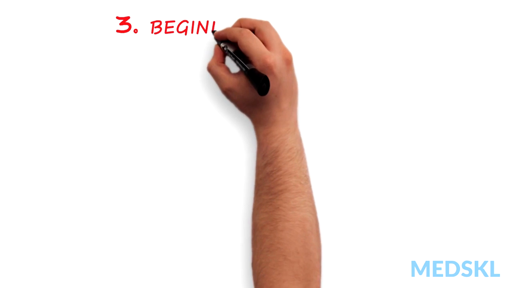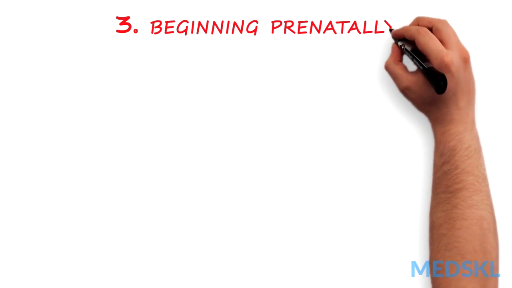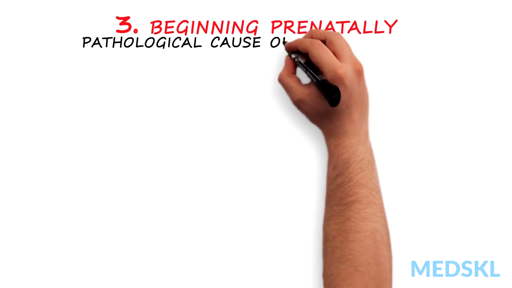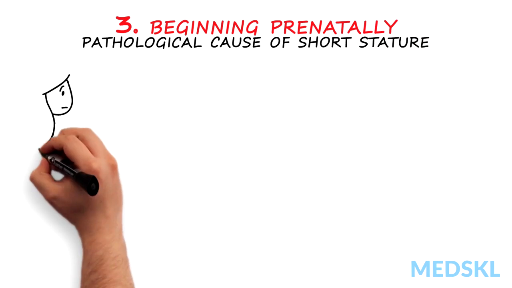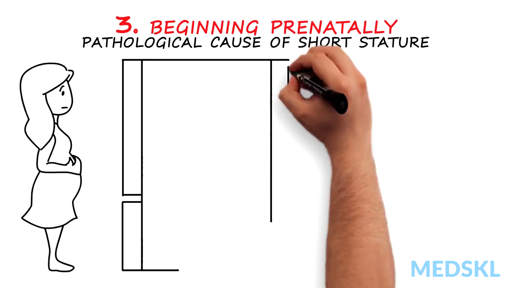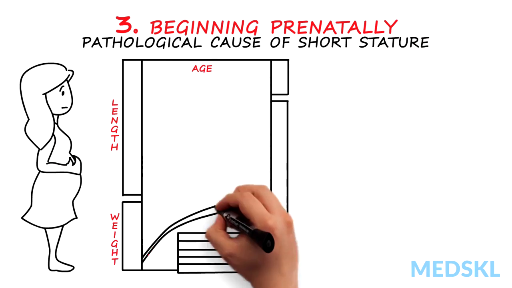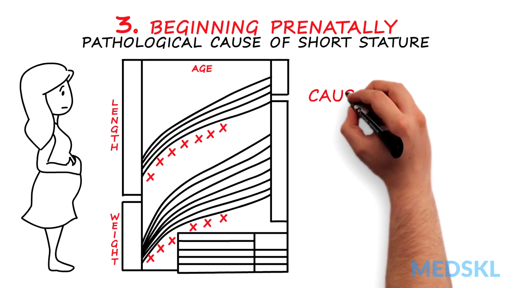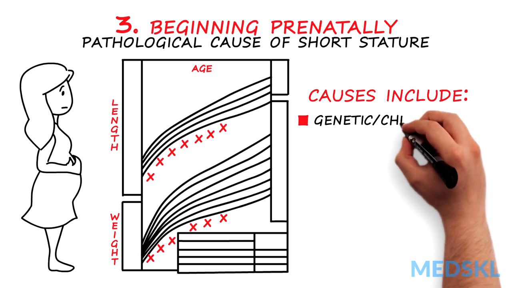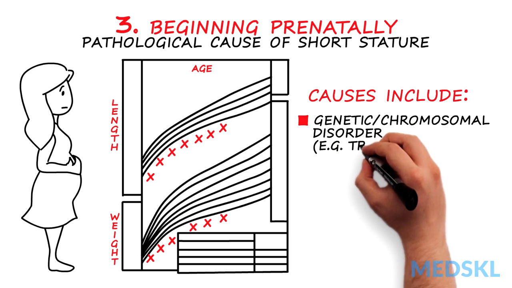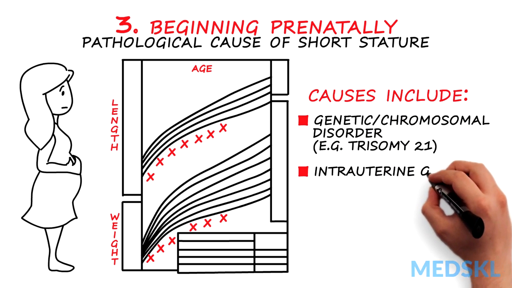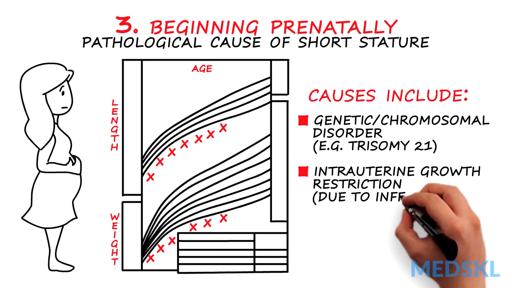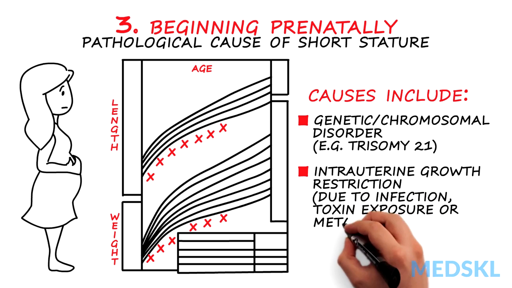The third pattern shows pathologic short stature beginning prenatally, and this is a pathologic form of short stature that requires investigation. Short stature that begins prenatally can have causes including a genetic or chromosomal disorder such as trisomy 21, or can result from intrauterine growth restriction due to infection, toxin exposure, or metabolic disease.